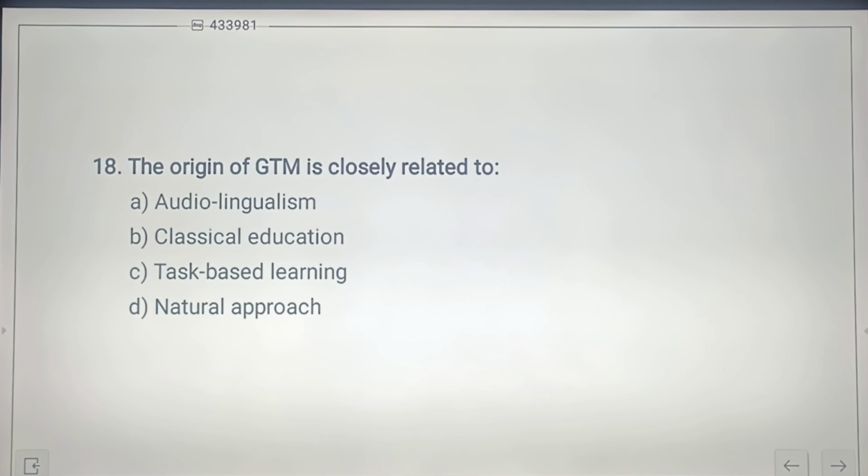Next, the origin of GTM, that is grammar translation method, is closely related to A. Audio lingualism. B. Classical education. C. Task-based learning. D. Natural approach. The right answer is classical education. Grammar translation method is closely related to classical education.